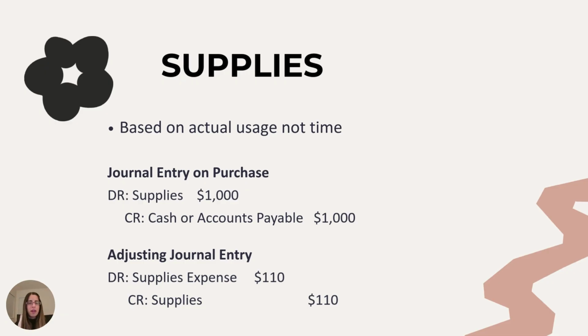And then at the end of the month, let's say you want to actually figure out how much you used. So you might go in and count all your supplies and figure out, hey, I had $1,000 worth and now I only have $890 worth of supplies. So that implies that I used up the balance of 110 over the month. And then you're going to want to record that journal by debiting supplies expense for 110 and then crediting supplies, the asset account, by the same amount, 110. And so you can see this 110 is representing how much we actually used in the month.